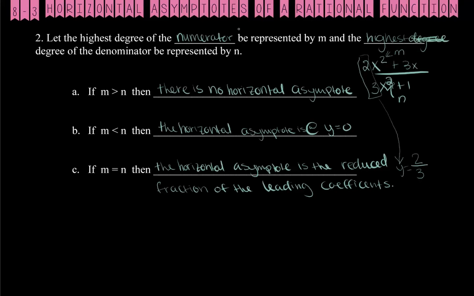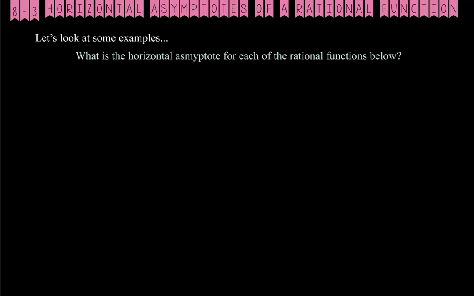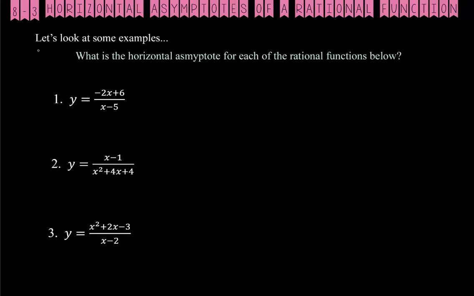Alright, so now that we have these definitions, hopefully you've written them down, let's look at some examples. We want to find the horizontal asymptote for each of the rational functions below. For this first one, we need to determine what our m is, which is the degree of the numerator, and what the n is, which is the degree of the denominator. Our degree here is just 1, because it's x to the first power, and our degree in the denominator is also a 1.